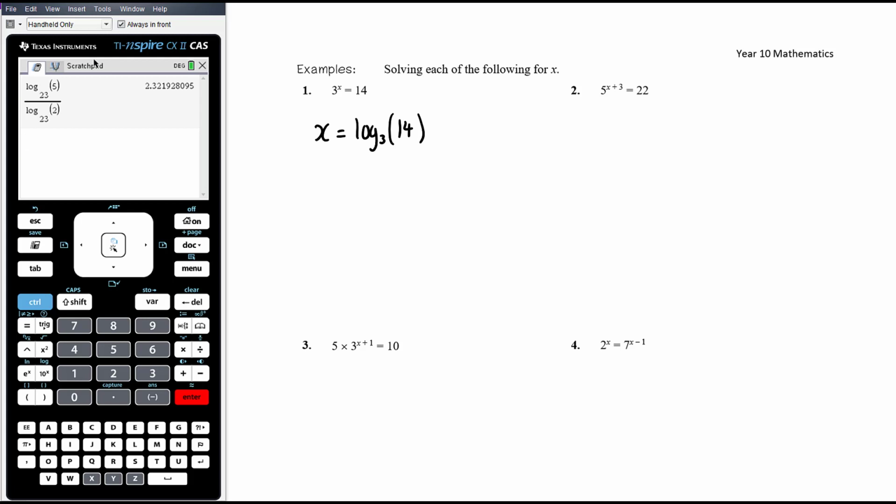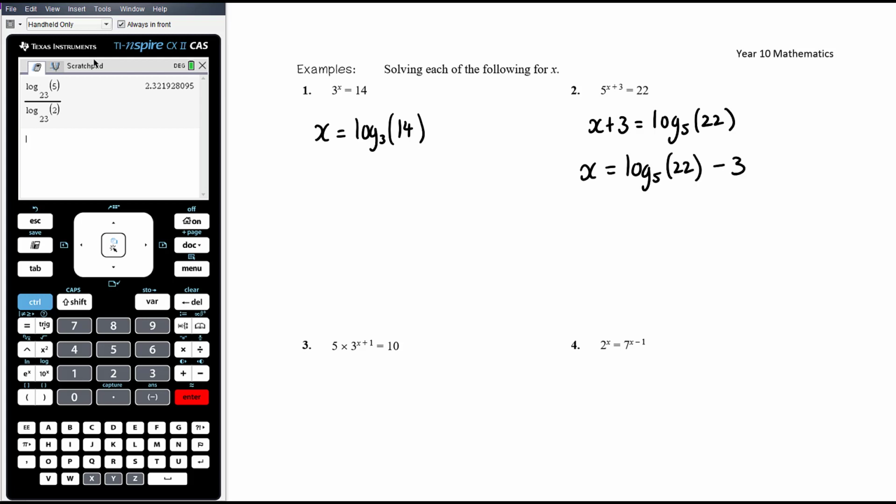And again, our understanding of logs is: 3 to the power of what gives me 14? So 3 to the power of x equals 14. It's the same thing. Okay, question 2, I would do the same thing. I would convert this from an exponential expression into a log expression. So this is going to be that x plus 3 is equal to log base 5 of 22. And so therefore x is equal to log base 5 of 22, take away 3.